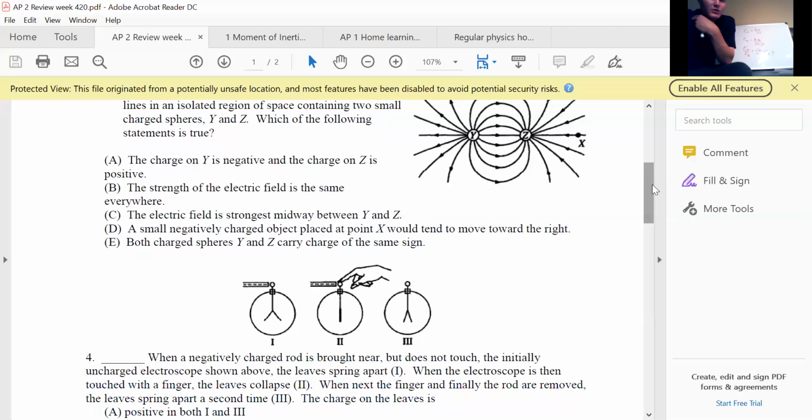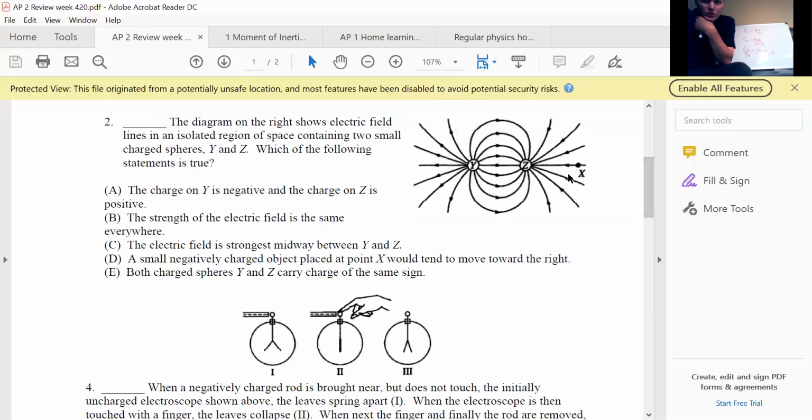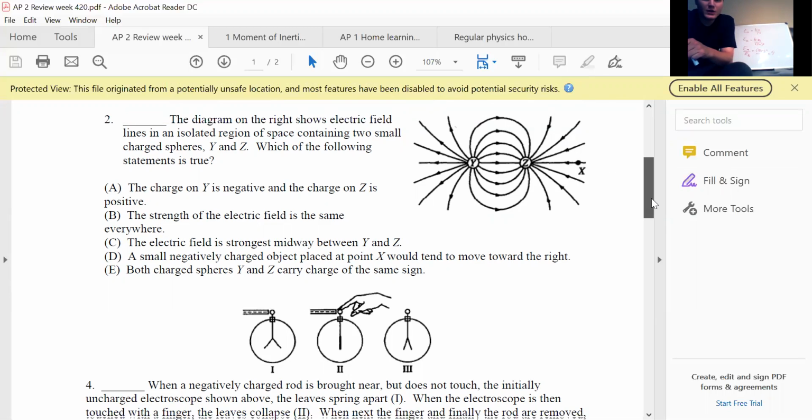D says a small negatively charged object placed at point X would tend to move towards the right. Well, that is true. If you take a look at the electric field lines, they point towards Z. But remember, think of the electric field lines as pointing in the direction where a positive charge would go if you placed it there. If you place a negative charge there, it's going to go in the opposite direction, so it's going to be going towards the right. So D is true. For this question, the answer is D.